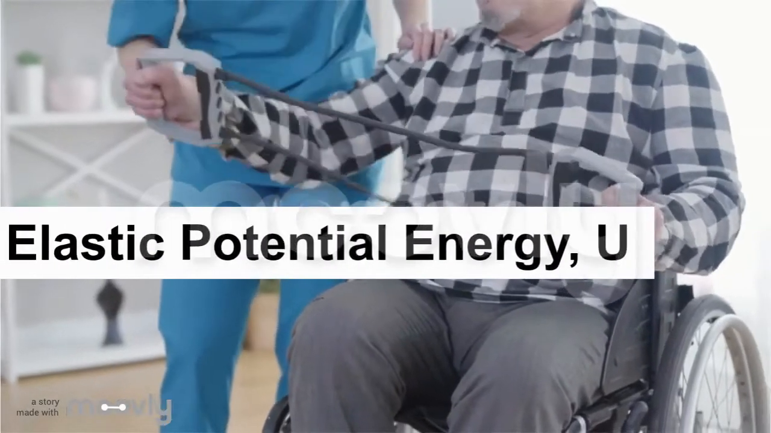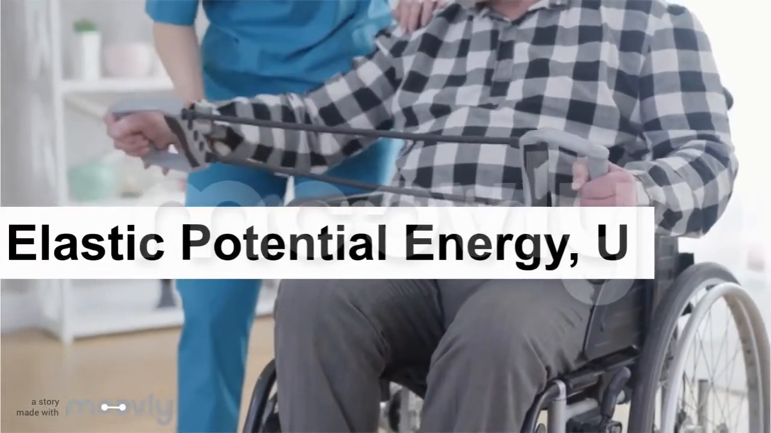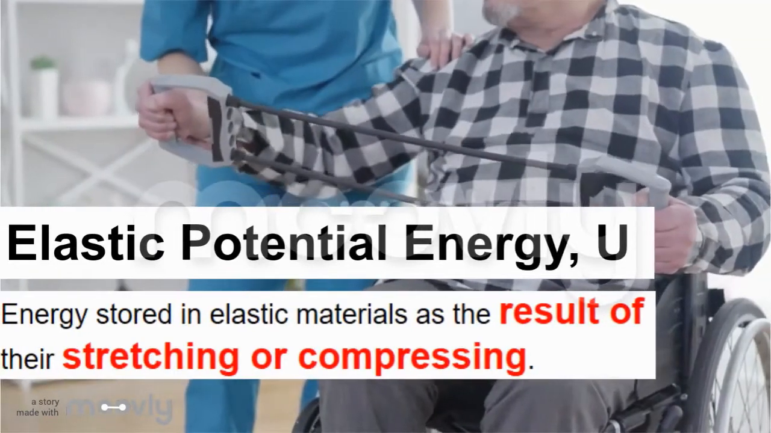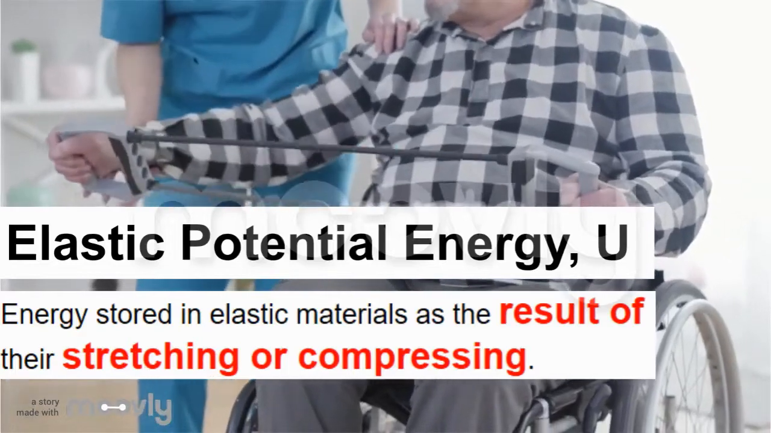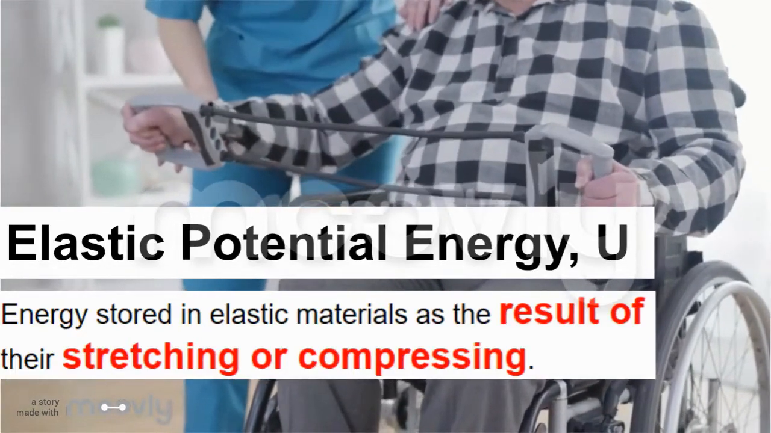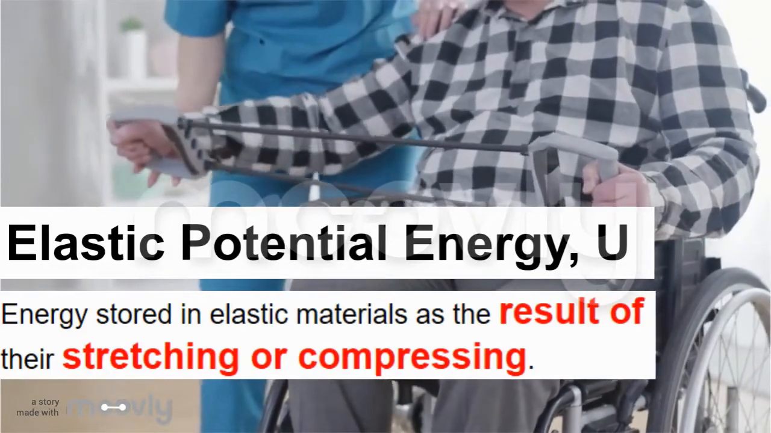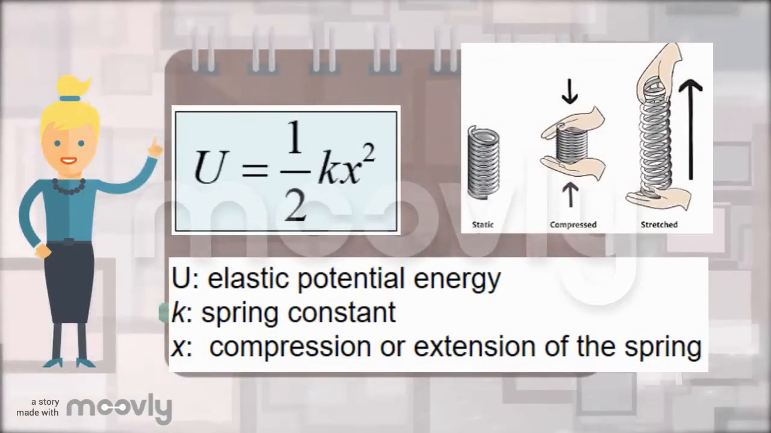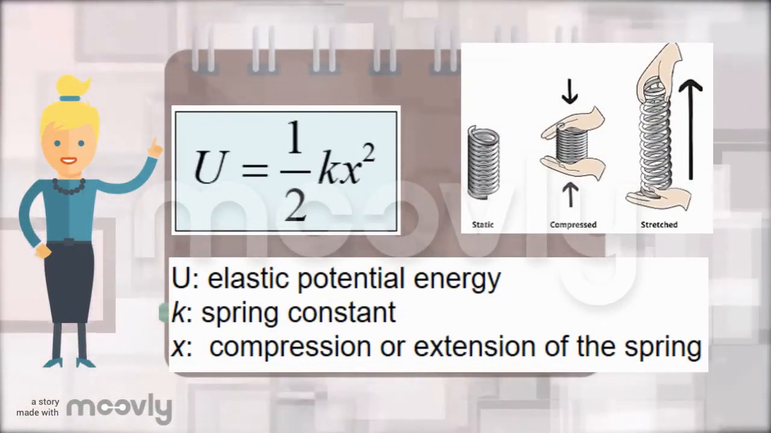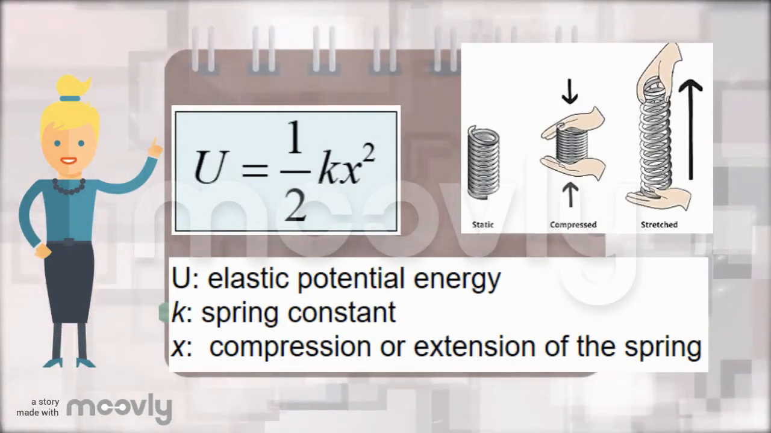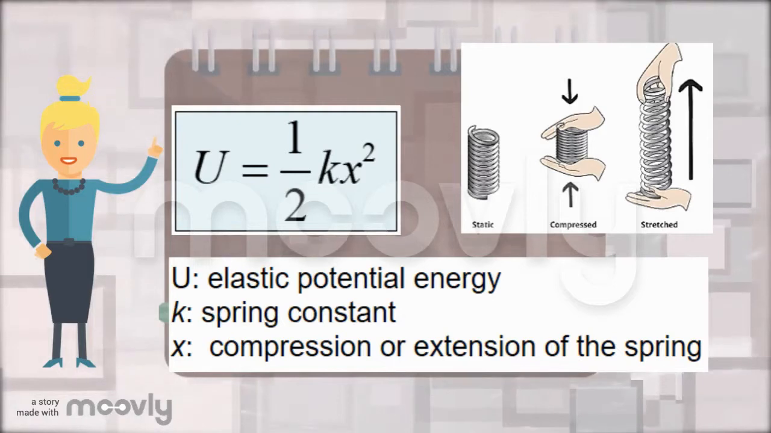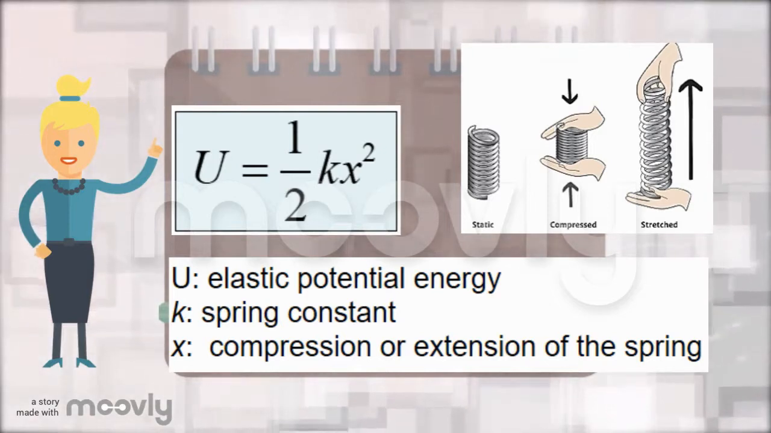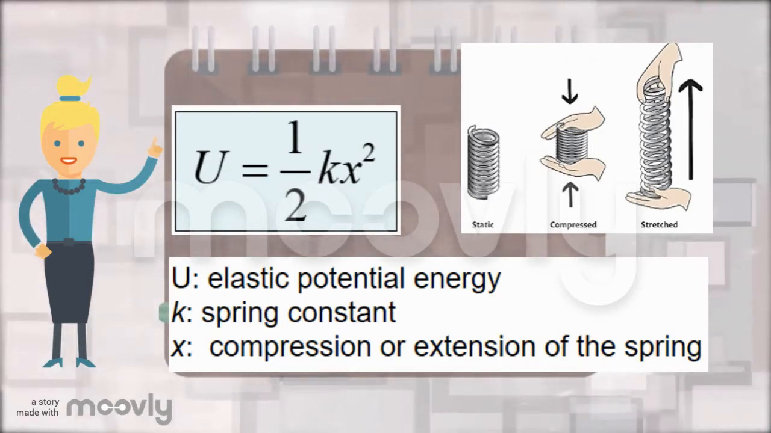The next type of potential energy is the elastic potential energy. It is the energy stored in elastic material as the result of stretching or compressing. You can calculate the elastic potential energy using the equation U equals half kx squared, where k is the spring constant and x is the compression or extension of the spring. Let's see in more detail what it means, compression and extension of the spring.